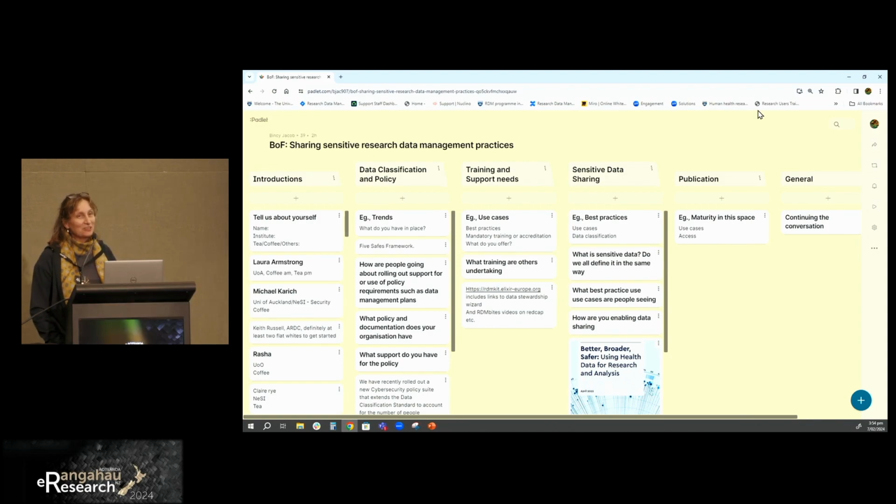So thinking about training, what training do people do? Are people doing training in any way, thinking about what is sensitive data to your people, or how should they treat it, or what are some considerations in that space? How do we make sure we are using frameworks? Is anybody out there using something like the 5 Safes in training, or other frameworks?